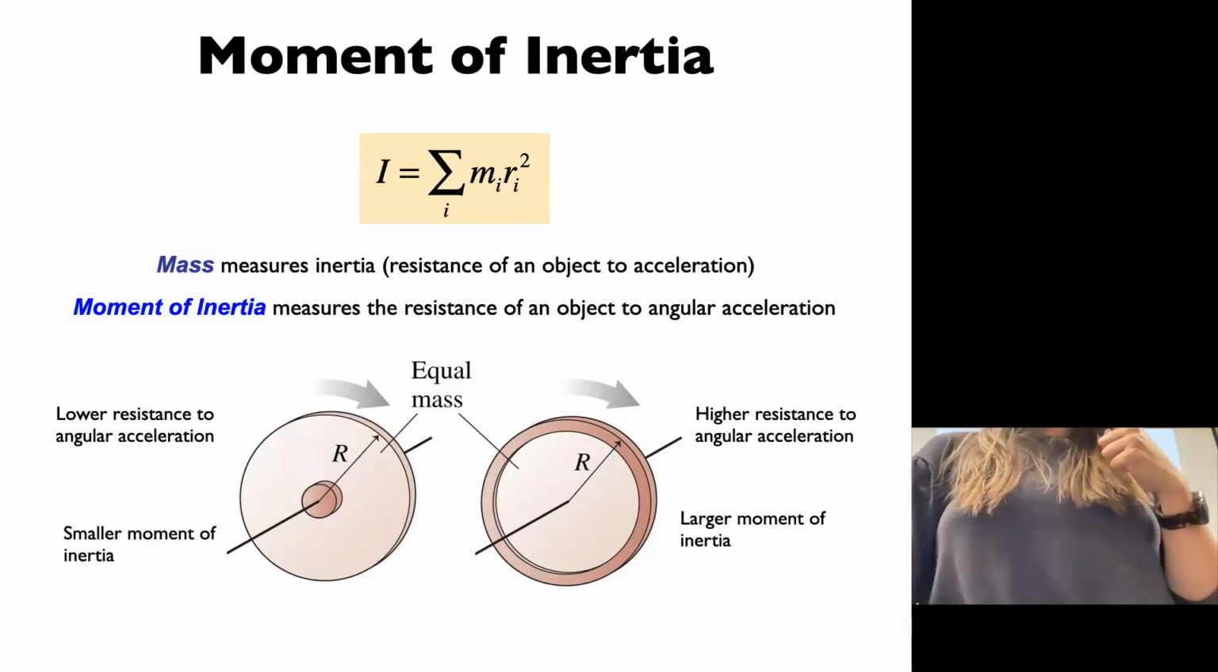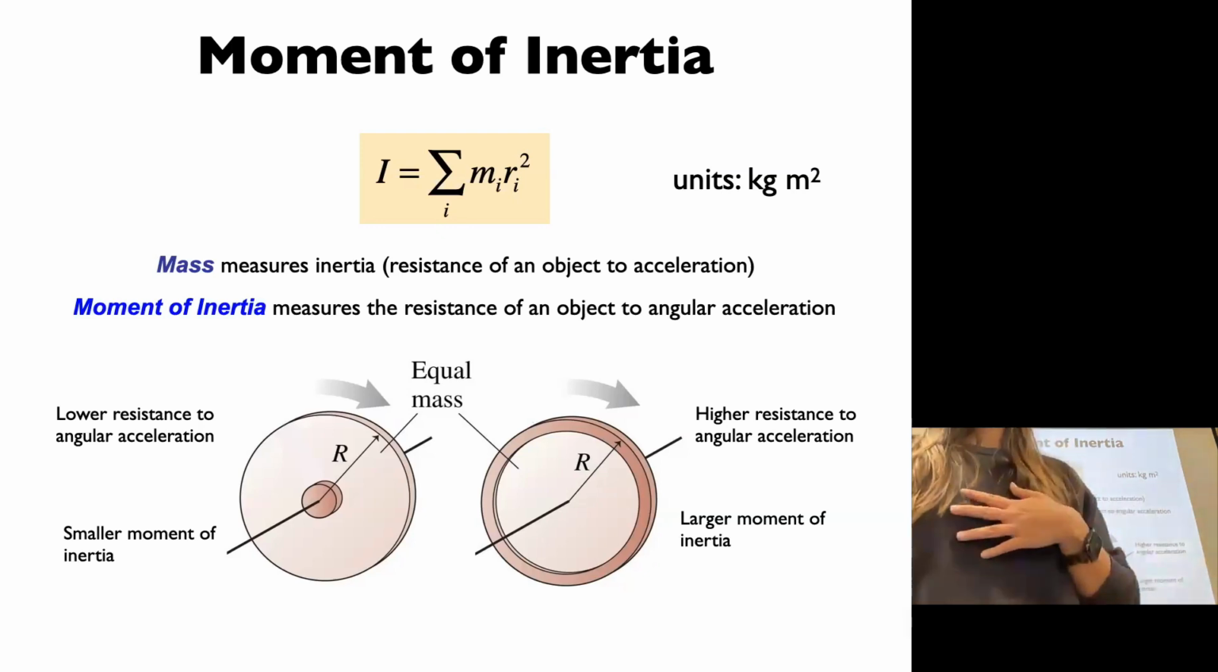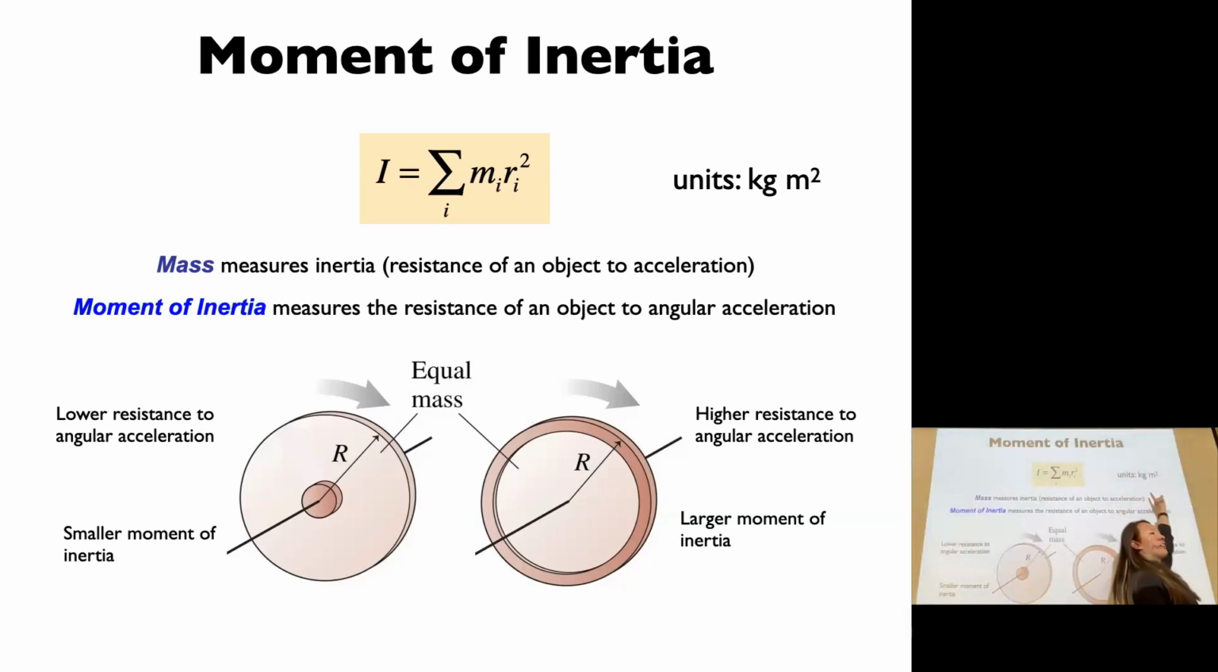Anyway, moment of inertia tells you how much resistance you have to angular acceleration. So less moment of inertia is a lower resistance to rotation. It's easier to get something spinning quickly if it's got a smaller moment of inertia. If it has a larger moment of inertia, it's much harder to get things spinning, okay? And the units of moment of inertia are just mr squared, so kilograms times meters squared, okay?